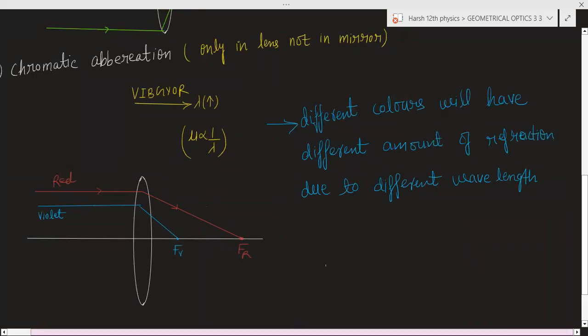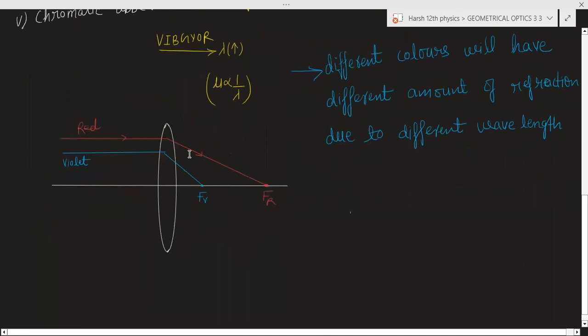So why is this happening? Why do different colors have different refraction? Because the lens has some material, and that material has the refractive index mu, and that refractive index is inversely proportional to wavelength, 1 by lambda.